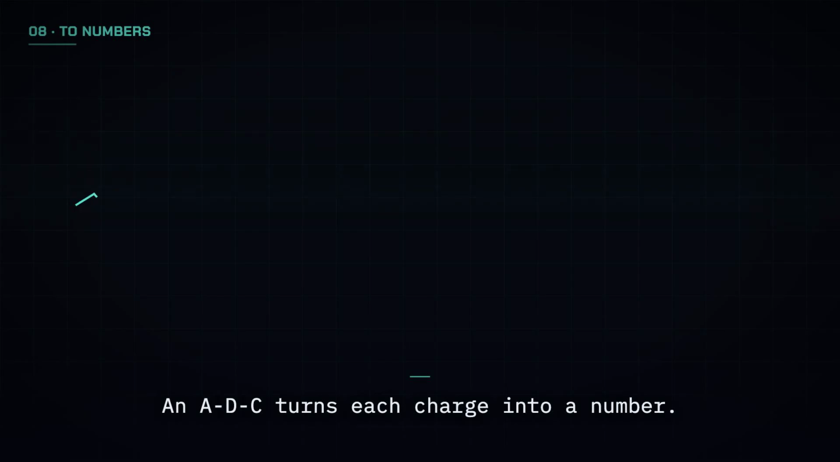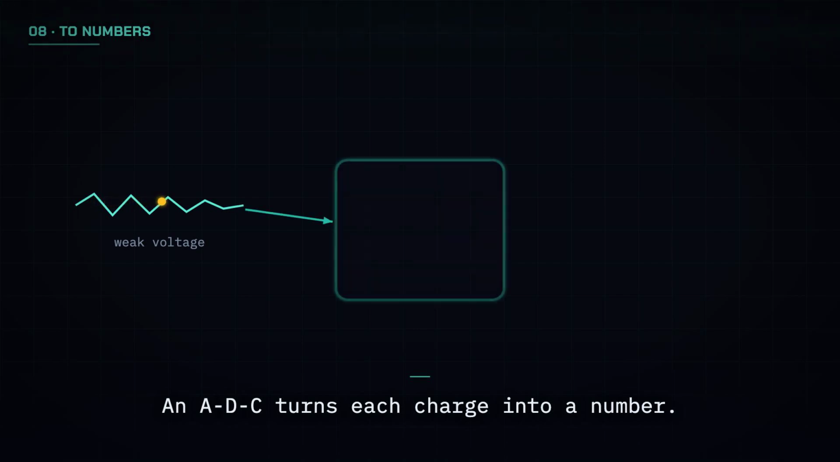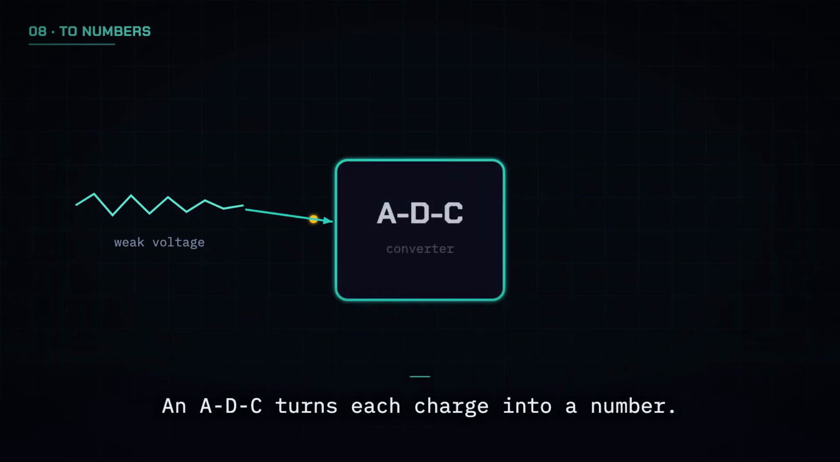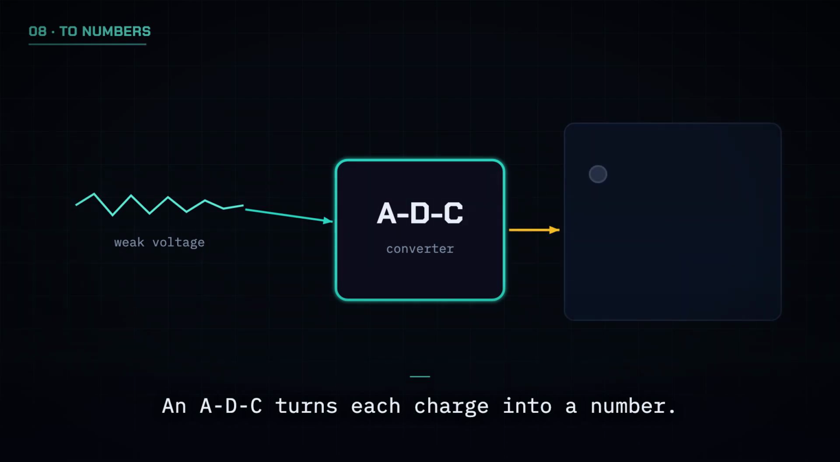Computers cannot think in faint voltages. They need numbers, so each signal flows into an analog to digital converter, an ADC. It takes the strength of each well and assigns it a value, often from 0 for black up to a few thousand for bright. A weak signal might become 40, a strong one 4,000. Millions of wells, millions of numbers. In a heartbeat, the soft electrical echo of the scene becomes a clean grid of digits the processor can handle.